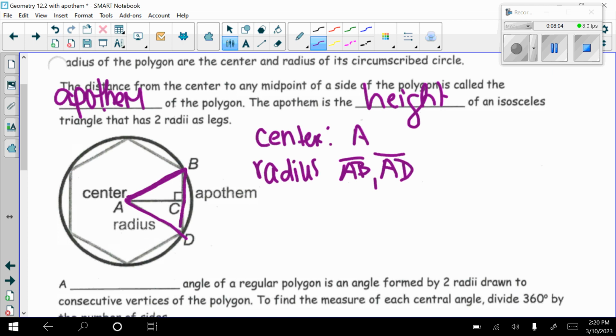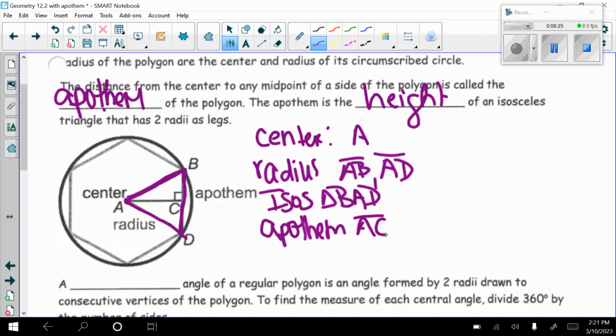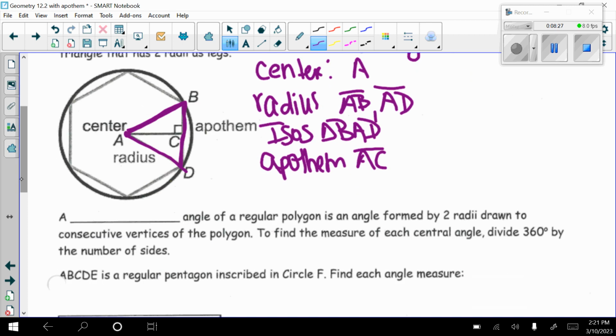Notice then that that makes an isosceles triangle. So our isosceles triangle here is triangle BAD. The apothem is the height of that isosceles triangle. It starts at the center and goes to the midpoint of the side of my polygon. So my apothem in this picture is AC. We're going to come down here and get another vocab word, and then we'll come up here and label that.